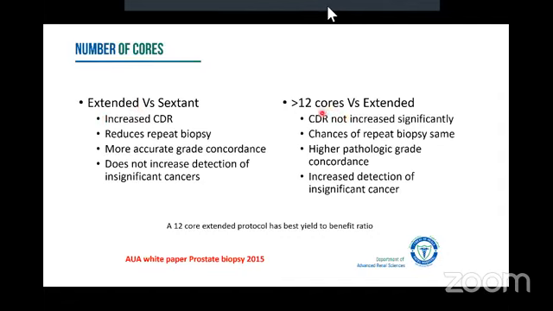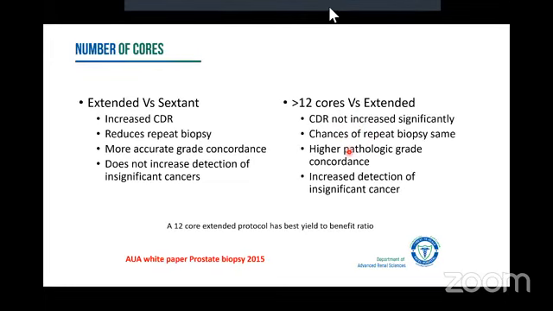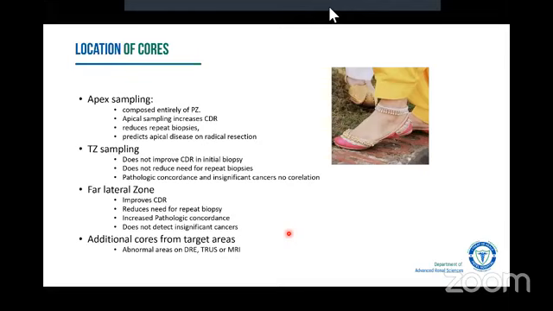What about if you do more than 12 cores? Well, the cancer detection rate does not increase significantly. The chances of repeat biopsy remain the same, but there is better grade concordance and there is increased detection of insignificant cancer. Based on this, AUA has recommended that a 12-core extended biopsy protocol, double sextant protocol, has the best yield to benefit ratio. Where should the cores be located?